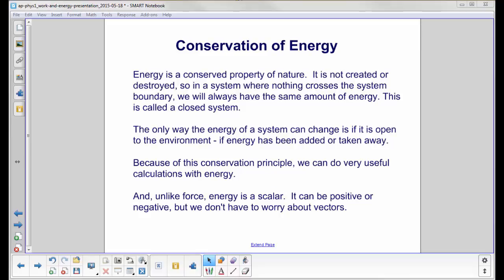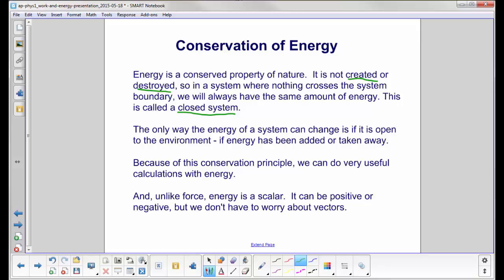Now let's expand this candy jar example to all of nature. Energy is a conserved property of nature. It is not created or destroyed, so in any system where nothing crosses a system boundary that we have arbitrarily set up, we will always have the same amount of energy. This is called a closed system. The only way you can change the energy of such a system is to open it up to the environment, and you do that by adding energy to the system or taking it away. So if we're not taking away or adding anything, energy is conserved.